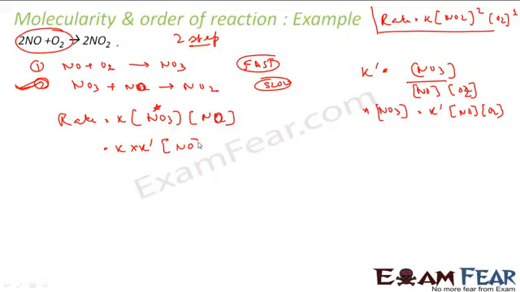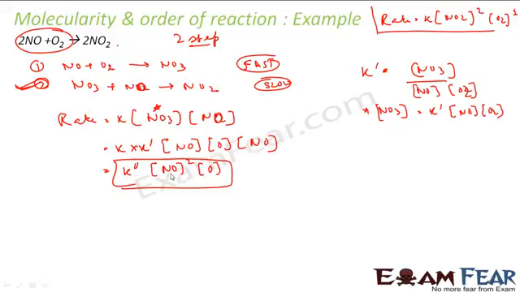NO3 becomes concentration of NO, O2, NO. K into K dash becomes some other constant, NO square, and that is the experimental value. So it is NO here. Correct. So using molecularity, we can actually find the rate law if we know all the steps for a given reaction.